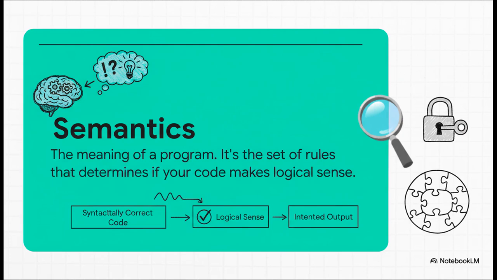And that brings us to the second and equally important half of this whole equation: semantics. If syntax is the grammar, then semantics is the meaning. It's the whole other layer of rules that checks if your grammatically perfect code actually makes any logical sense and is going to do what you think it's going to do.